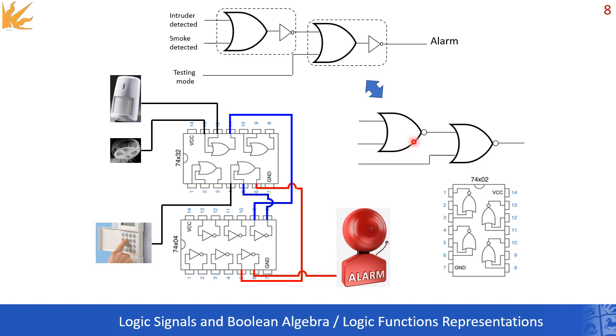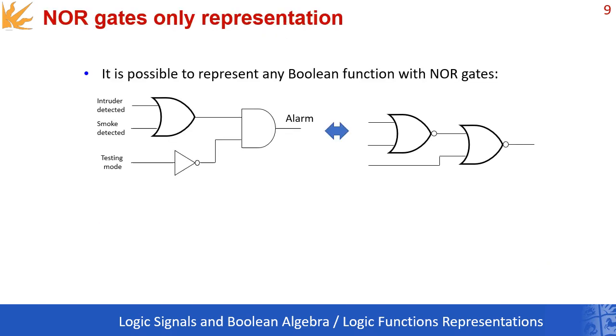And as you probably remember from our previous lecture, an OR gate plus a NOT gate at the end, you can replace it with a NOR gate. Now let's see how you can make it possible to represent any Boolean function only with NOR gates. Again, we've got our alarm system over here as an example, and you've seen that we have converted it to two NOR gates over here.